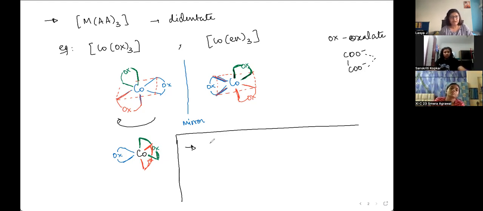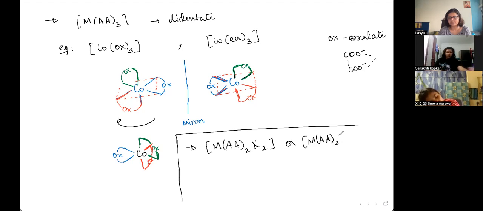The other format is if you have complexes of the form M, AA2, X2. So in this particular situation, whether it's X2 or M, AA2, XY, in both these cases only the cis isomer will show enantiomer, optical isomerism. Because the trans isomer has symmetry, you have the plane of symmetry coming up. So only the cis isomer is the one that's going to show this.